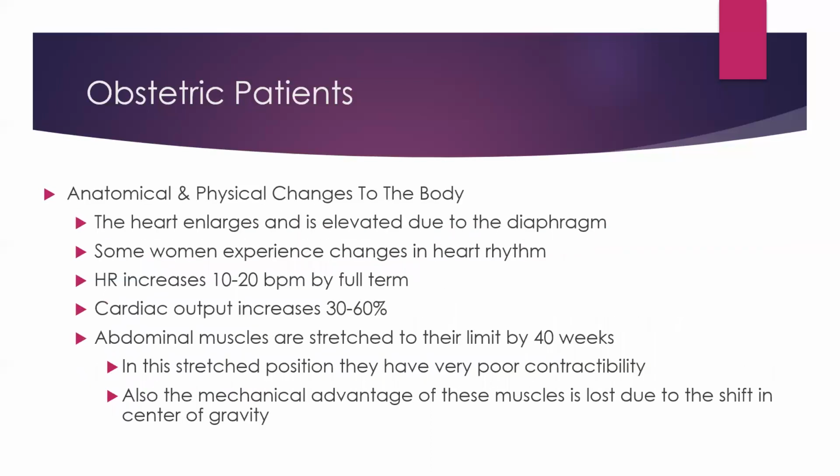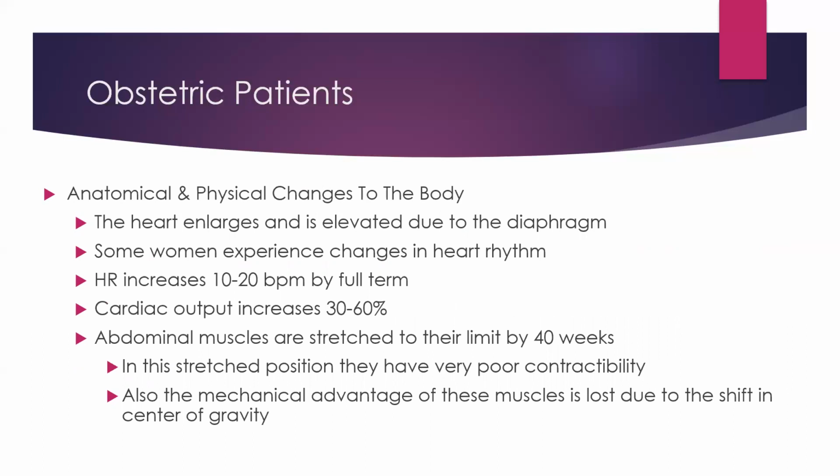The heart itself is enlarged and elevated due to the diaphragm. Some women experience changes in rhythm as well. The heart rate increases by 10 to 20 beats per minute. Once again, she is now beating for 2 people. Cardiac output increases 30 to 60%. Again, 2 people. Abdominal muscles are stretched to their limit by 40 weeks. In the stretched position, they have very poor contractibility.